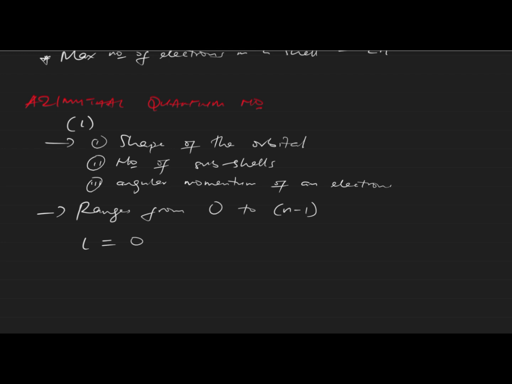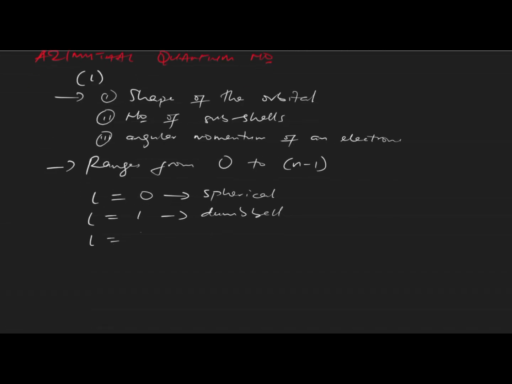that means that the shape of the orbital is spherical. When our L is equal to 1, that means the shape of the orbital is dumbbell. When our L is 2, the shape of the orbital is double dumbbell. And then when our L is equal to 3, the shape of the orbital is complex. So this gives us an idea of the shapes of the different orbitals.